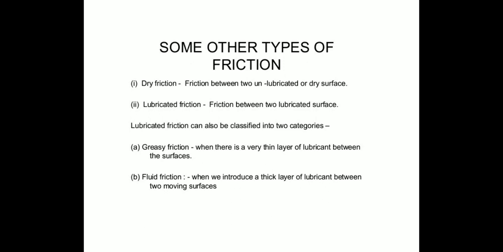Some other types of friction are as follows. Number one is dry friction. Friction that happens between two unlubricated or dry surfaces is called dry friction. Lubricated friction. Friction between two lubricated surfaces is called lubricated friction. Lubricated friction is classified into two types. One is greasy friction, another is fluid friction. When there is a very thin layer of lubricant between the surfaces, it is called greasy friction. When we introduce a thick layer of lubricant between two moving surfaces, it is called fluid friction.